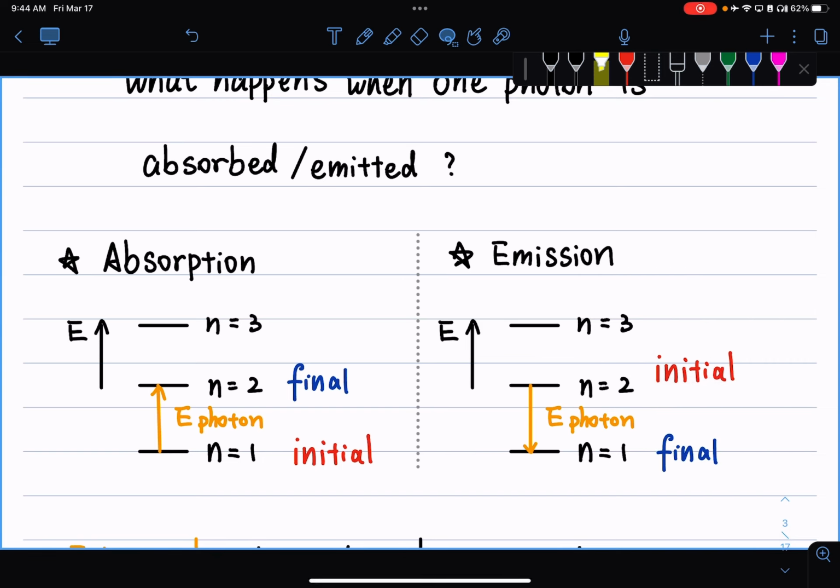All right, so that's the atomic spectroscopy. When solving problems of atomic spectroscopy, I highly recommend you write out these energy diagrams just to avoid your own confusion.